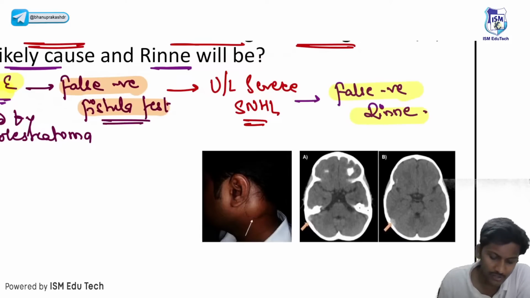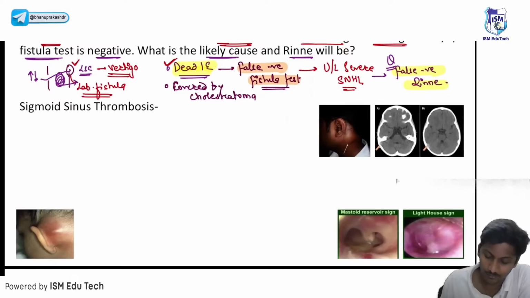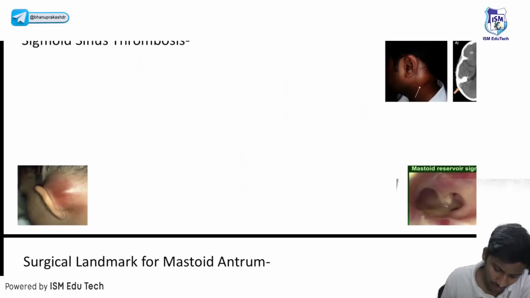This was a previous year question. They asked you this case and they asked which type of Rinne will be seen. So you need to remember it is a false negative Rinne which will be seen. Okay. Next complication is what is this? That is sigmoid sinus thrombosis.